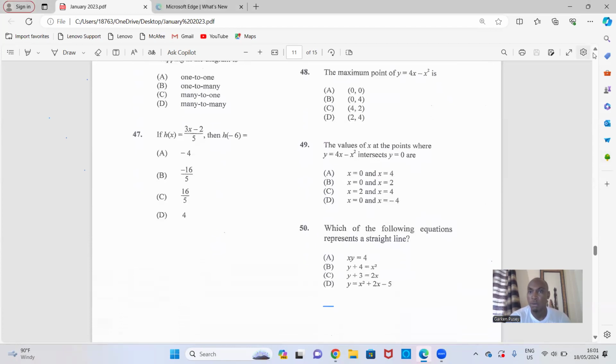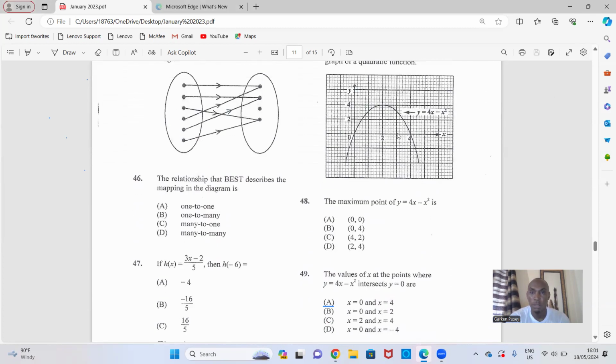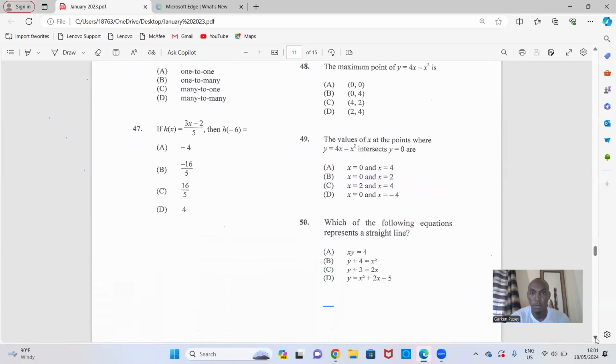All right, so this also refers to the previous diagram. It says the values of x at which it points where y equal to 4x minus x squared intersects y equals 0. So just to scroll back up. So y is 4, y is 2, y is 0 right here. So the two x values where the graph is crossing the x-axis, that's what they're asking for. It's crossing at 0 and 4. So let's see which one is that, 0 and 4, that's A. So our answer for this one is going to be A.